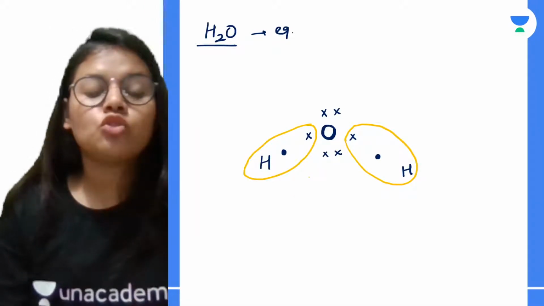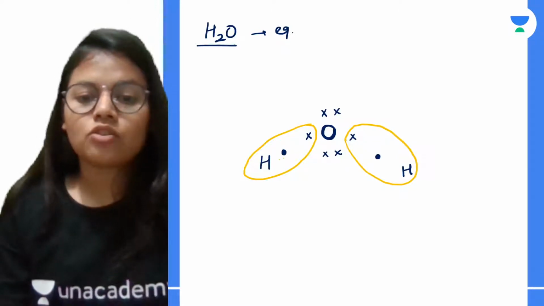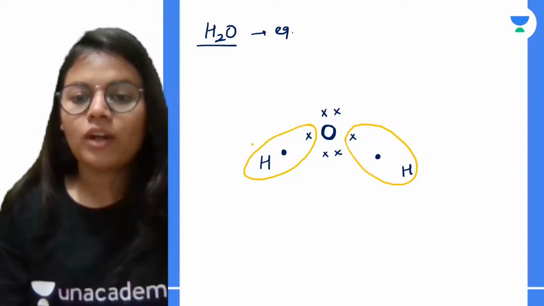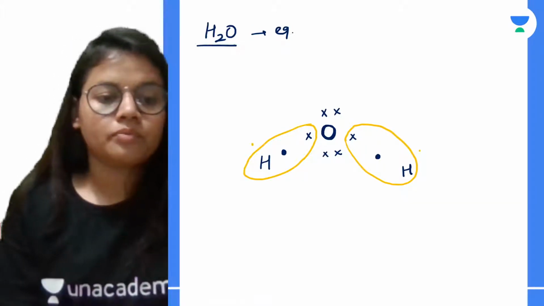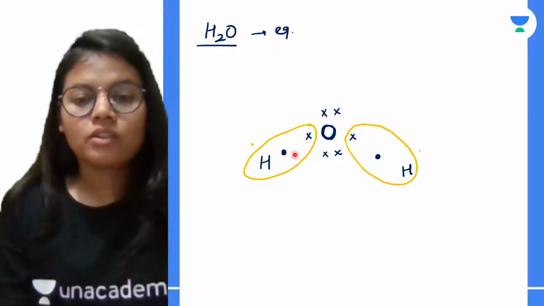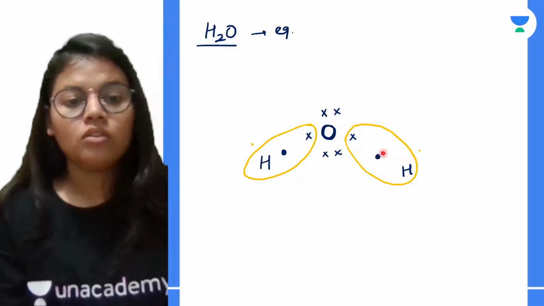Now it requires 2 more for achieving the stability. तो इसने क्या किया है, ऑक्सीजन ने एक इलेक्ट्रॉन इस हाइड्रोजन को दिया है and one electron it is given to this hydrogen, right? So one electron it is given to this particular hydrogen, another electron it is given to this hydrogen.